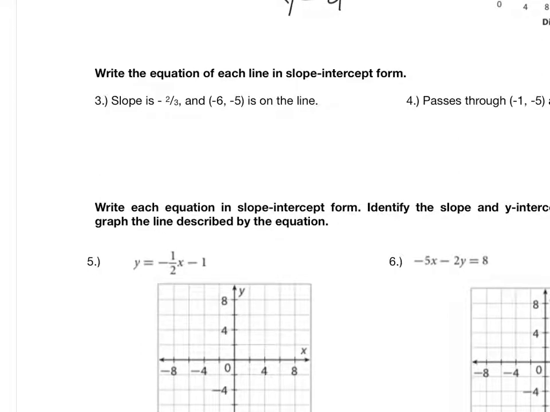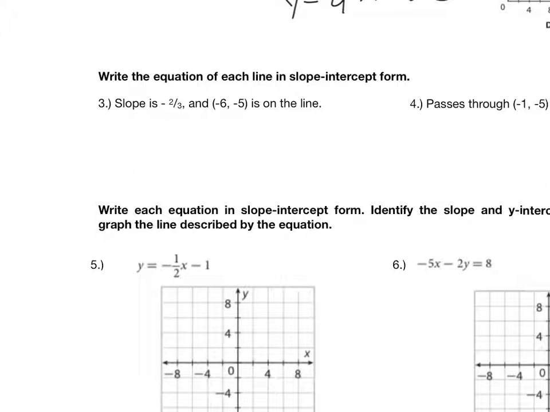Write each equation of each line in slope-intercept form. So number 3, we have the slope, and we're given a point. So y equals mx plus b is slope-intercept form. So what we could do here is, because we're given a point and we're given our slope, we could just plug in the information that we have and figure out our y-intercept.